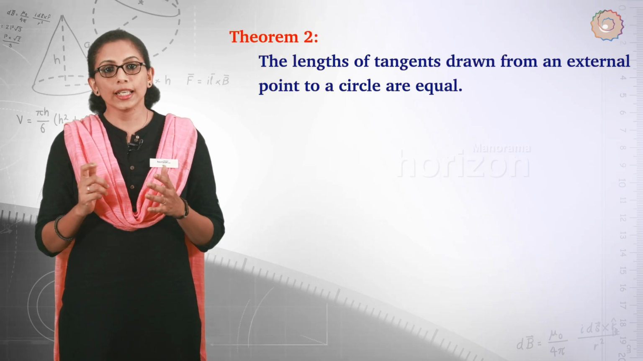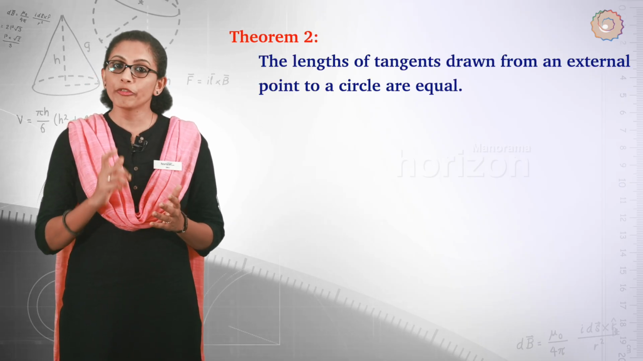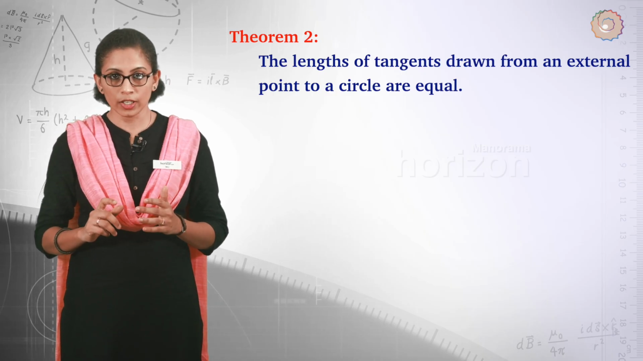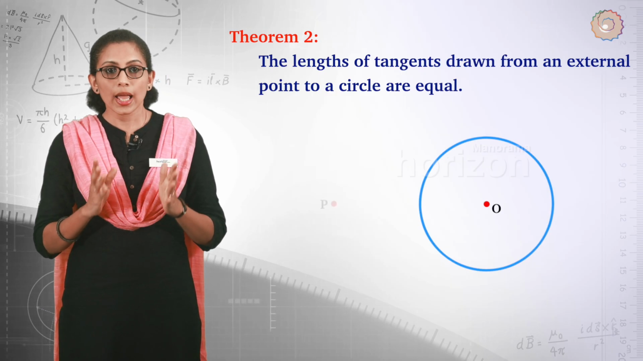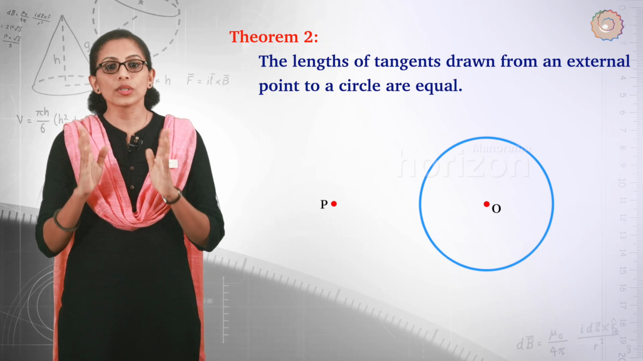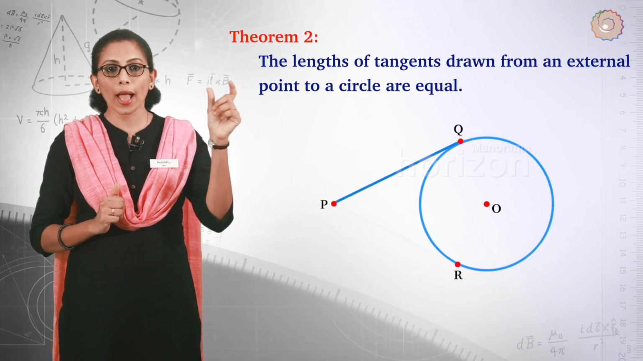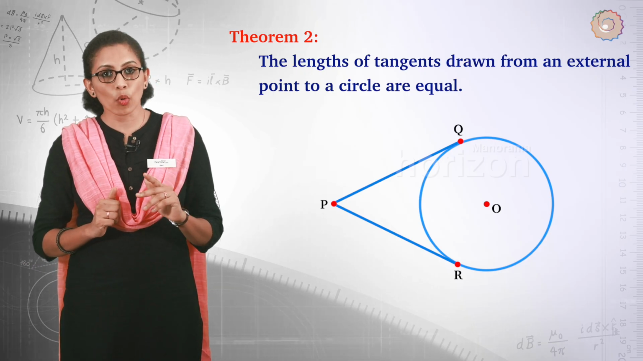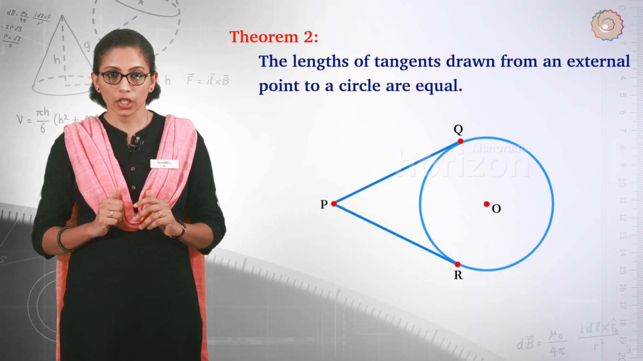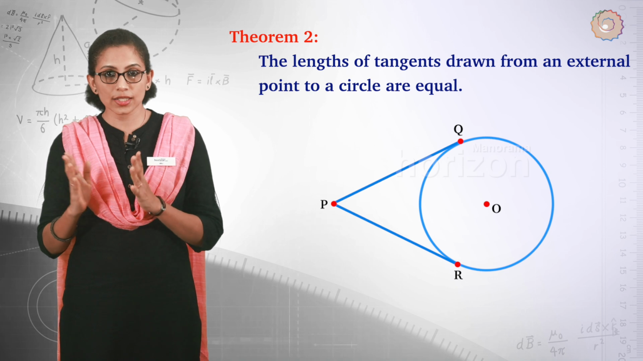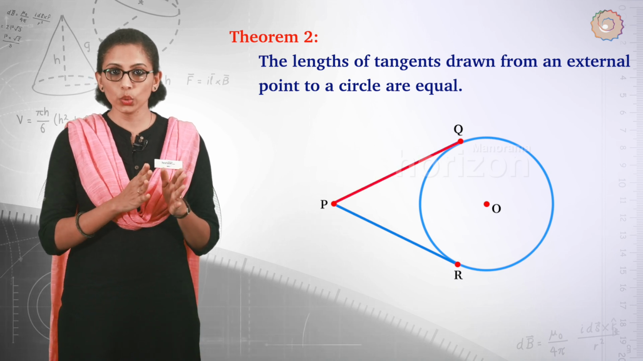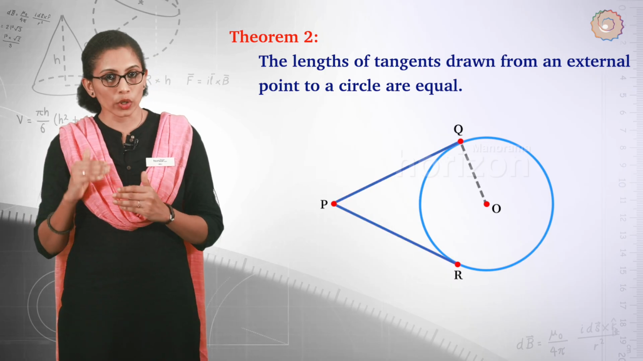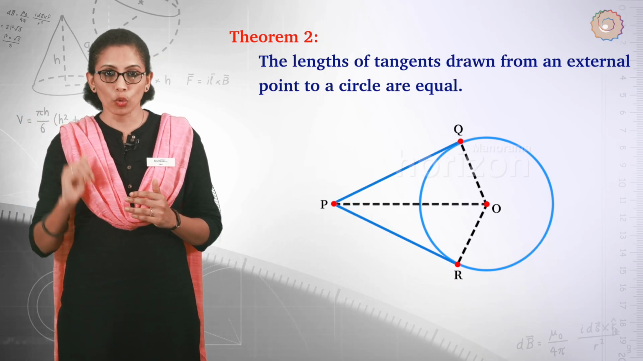Theorem 2. The lengths of tangents drawn from an external point to a circle are equal. Given a circle with center O and P a point outside the circle, PQ and PR are 2 tangents to the circle touching it at points Q and R respectively. To prove the lengths of tangents are equal, that is PQ is equal to PR. For the construction part, we need to join OQ, OR and OP.